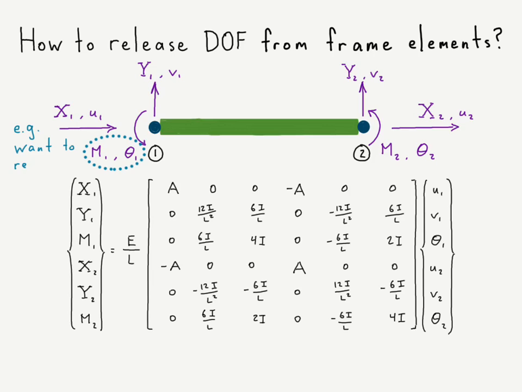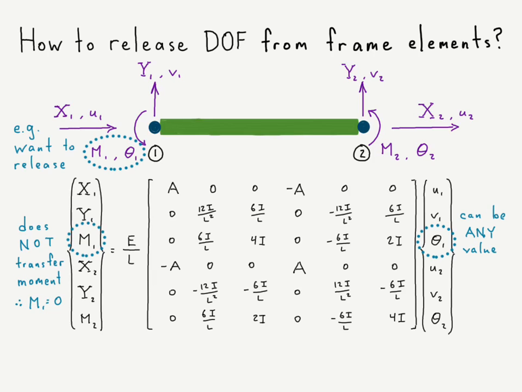And then we're going to acknowledge that we want to release some degree of freedom. Just as an example, we're going to say that we want to release this moment and this rotation at node 1, in other words, creating a hinge at node 1, the left side of that element. And if that's the case, well, we know that we do not want to transfer any moment. So we would say that this would be equal to 0.